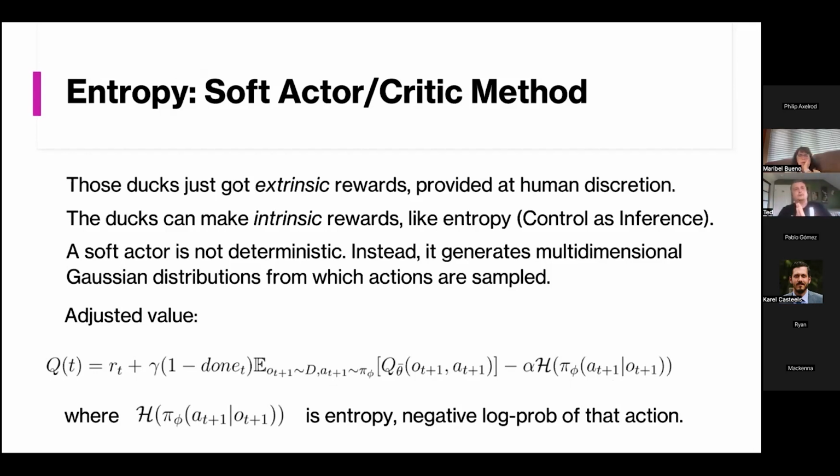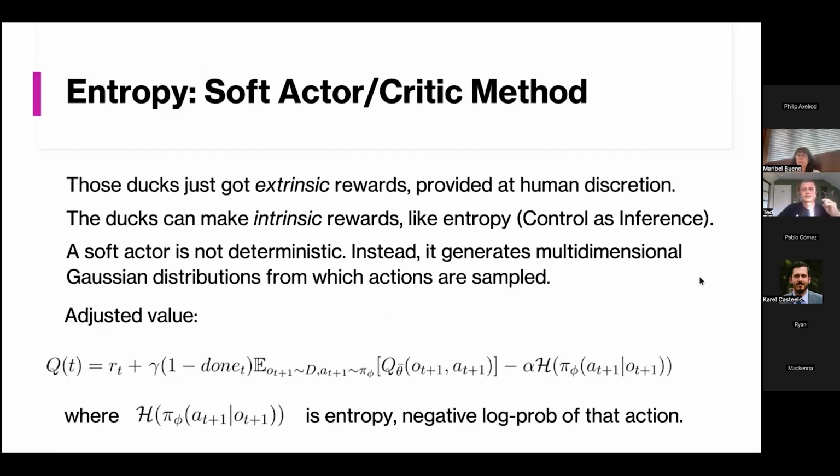So if the duck knows exactly what it should do in order to get a good reward, it can make very narrow probability distributions because it knows exactly what it should do, and the action will be sampled from just there. But if the duck has no idea what to do in order to get a reward, it can make very broad probability distributions, which means it will move in very random ways. And by doing that, it will reward itself and be more likely to find extrinsic rewards.